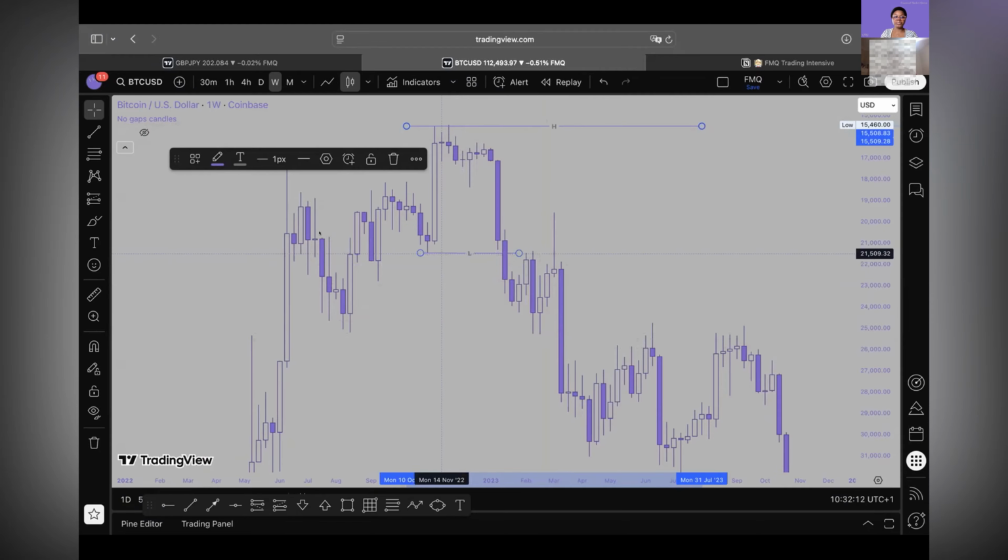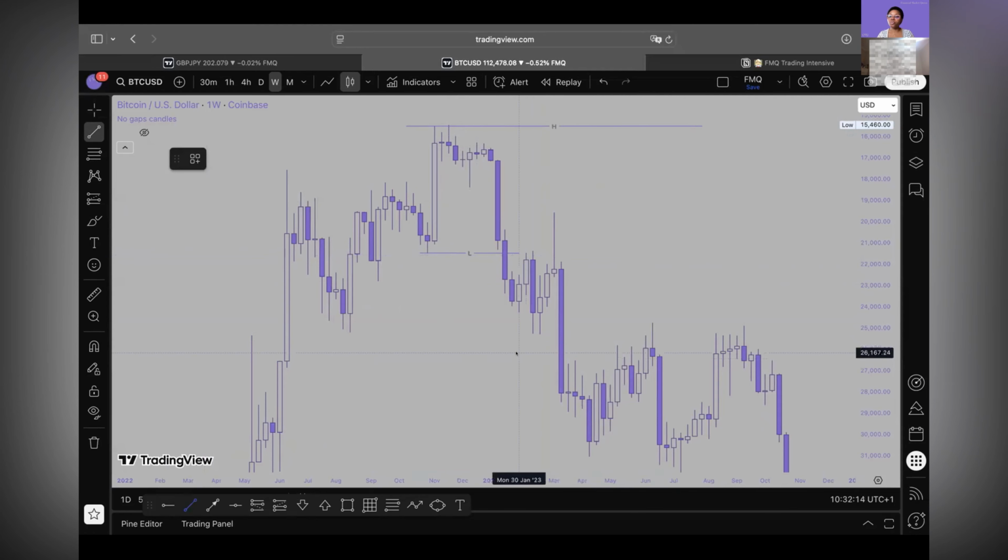Now, this was the low that we created. We have to now look for another low, because this low that we've mapped out is no longer valid. We have to look for another low that is lower than this previous low. And where do we find it? We find it here.